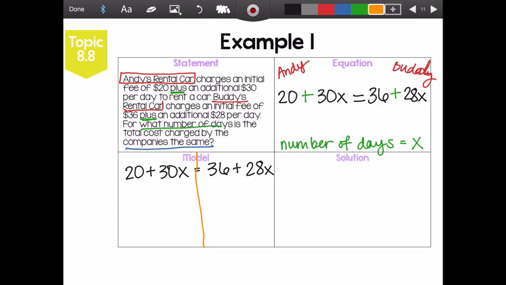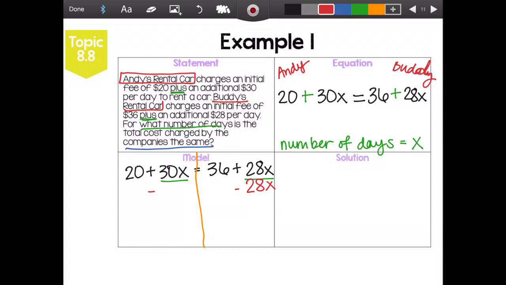So first things first, I'm going to look at the variables. I have 30x and I have 28x. Again, we want to move the variables to one side and combine them. So here I want to look at, well, which one do I want to move? Do I want to move the 30x to the right, or do I want to move the 28x to the left? In this case, I'm going to move the 28x to the left because if I subtract it from 30, my x is still going to remain positive.